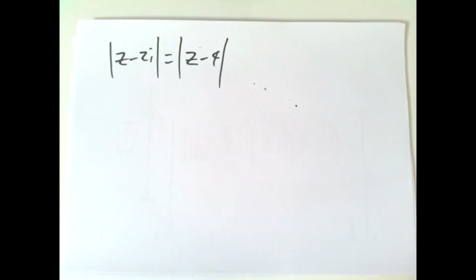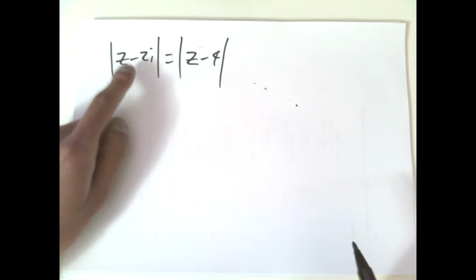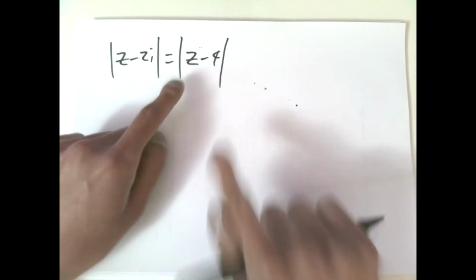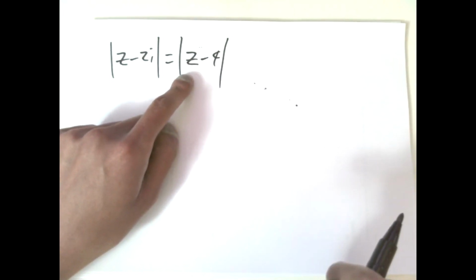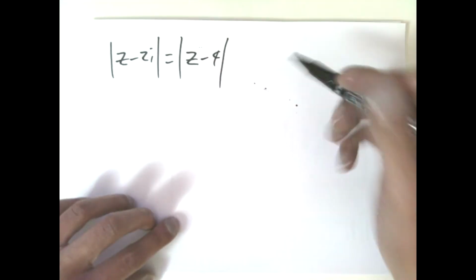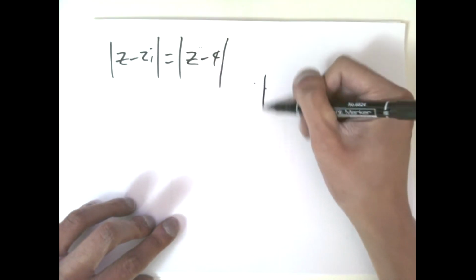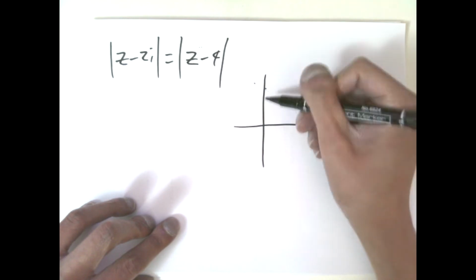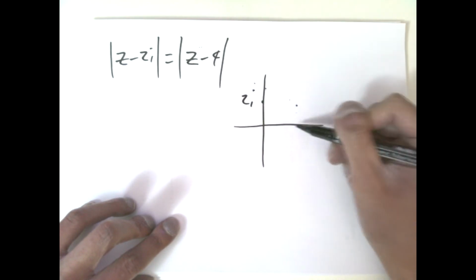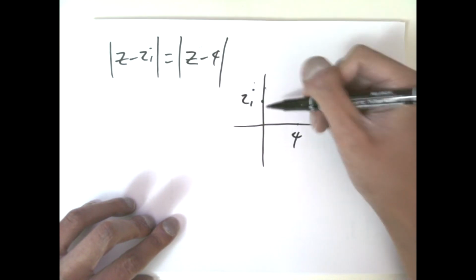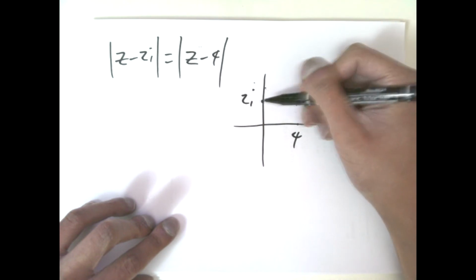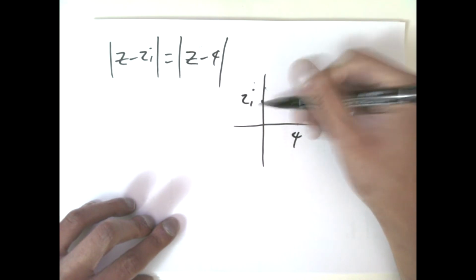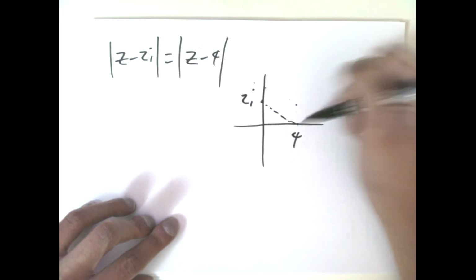Let's take a look at this perpendicular bisector system. What this is trying to say with the absolute value bars is that the distance that some complex number z is from 2i is the same distance that that same complex number z is from 4. If we were to plot it on the Argand diagram, 2i is somewhere here and 4 is somewhere here. Then the line segment joining 2i to 4 or 4 to 2i is over here.